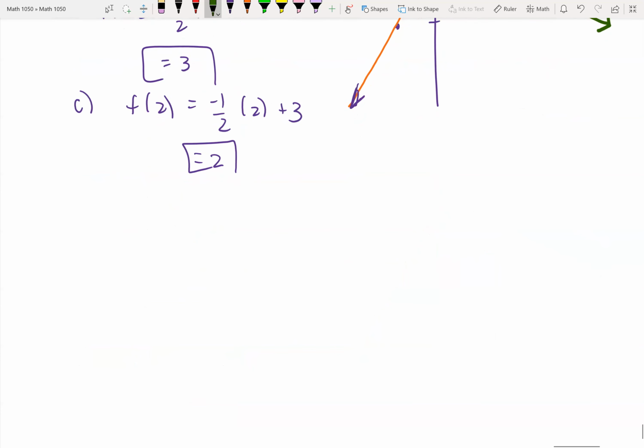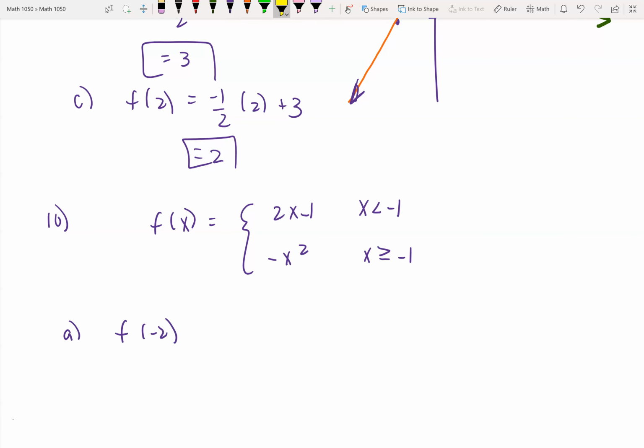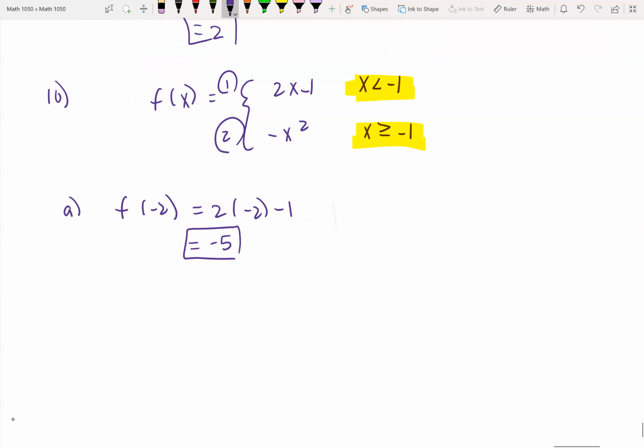Okay, question 10. Here's your equation. Here's your other equation. Okay, question A, f of -2. So you have to decide, is that less than -1 or greater than -1? Well, a -2 is less than a -1. So I'm going to go 2 times -2 minus 1. That's a -4 minus 1, which is a -5, and you're done.